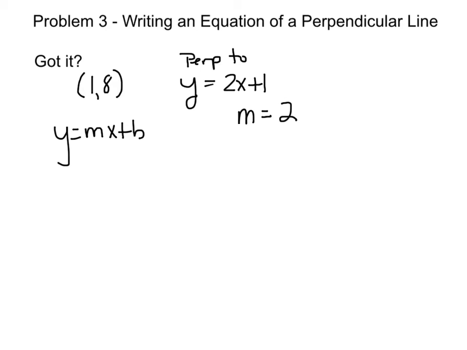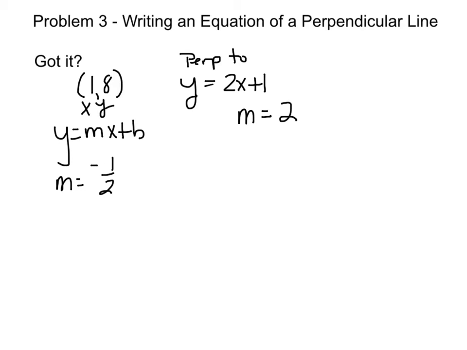So I need to flip it and then change the sign. If I flip 2, 2 over 1 is going to become 1/2, and I have to do the opposite. So my slope is going to be -1/2. So my m is -1/2. My x is 1. My y is 8.